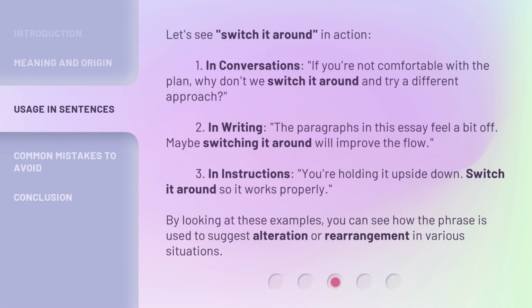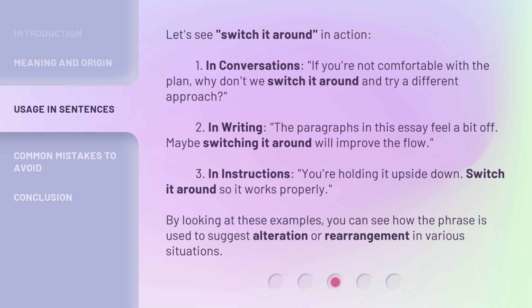Let's see switch it around in action. 1. In conversations: if you're not comfortable with the plan, why don't we switch it around and try a different approach? 2. In writing: the paragraphs in this essay feel a bit off. Maybe switching it around will improve the flow.